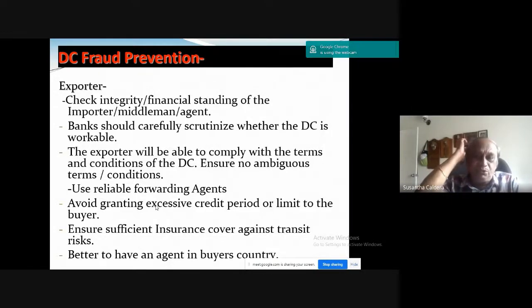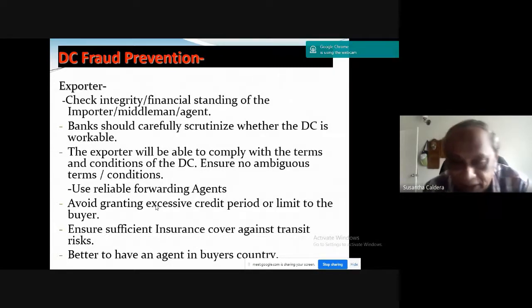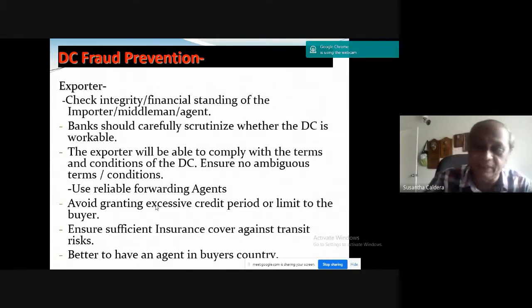Also, as an exporter, you should not give an excessive credit period to the buyer. If you are sending the goods on usance or DA terms, again, you should not give an excessive credit period. First, you have to check their capabilities. Then only do the business. Ensure sufficient insurance cover against transit risk, right? Better to have an agent in the buyer's country.